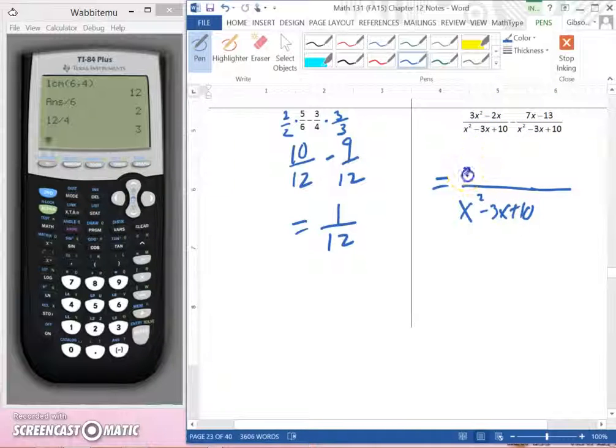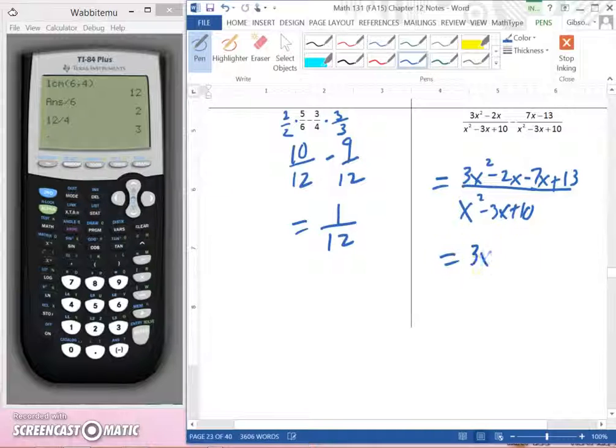This first numerator will stay the same, 3x squared minus 2x. This second numerator, because it's a subtraction sign, you would change the sign of both of these numerators. So this positive 7x will become minus 7x. This minus 13 will become plus 13. Now we simplify this. We combine like terms.